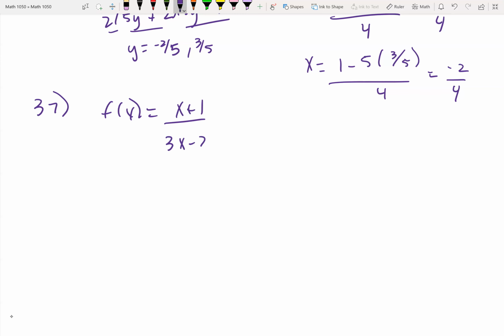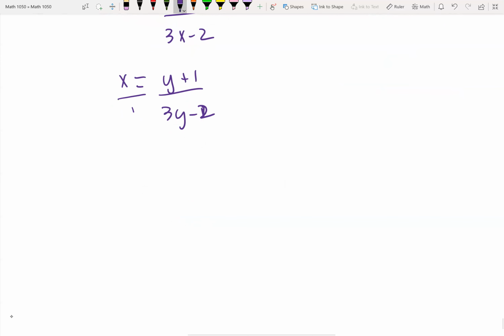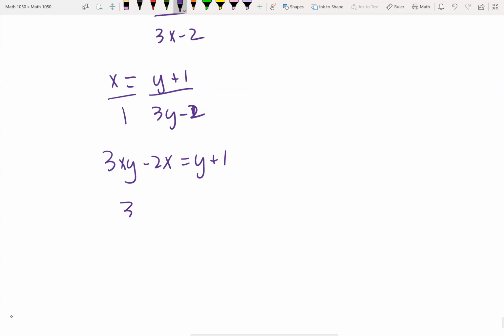I hate those problems. Okay, so here's your f of x. Find the inverse. So that's y equals, so now it's going to be x equals. So it looks like that, okay? And now I'm going to cross multiply. So I get 3xy minus 2x equals y plus 1. I'm trying to solve for y, and I have a y on the left and a y on the right. So I'm going to get them all over to the left. So I have 3xy. This guy comes over and becomes a minus. This negative 2x comes over and becomes a positive like that.